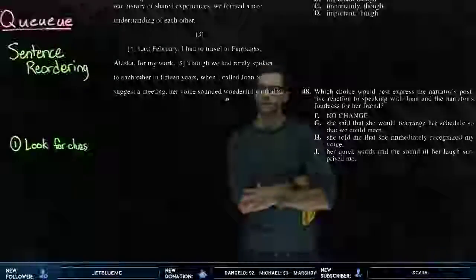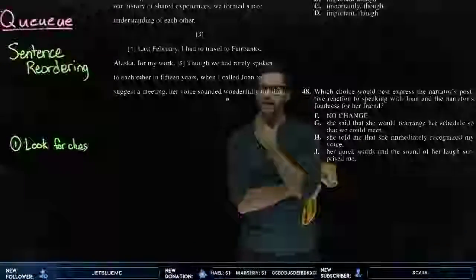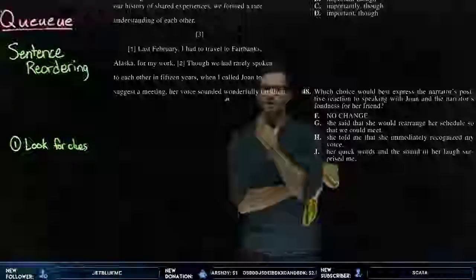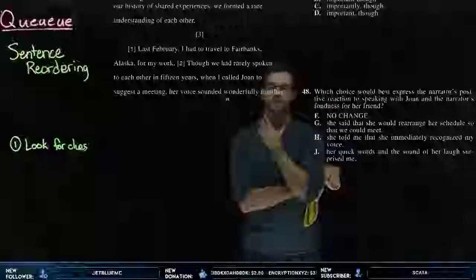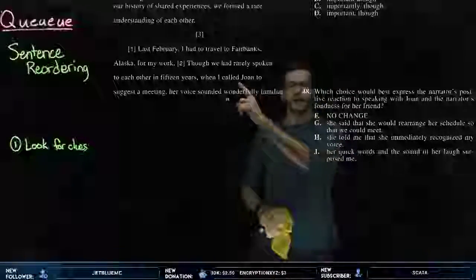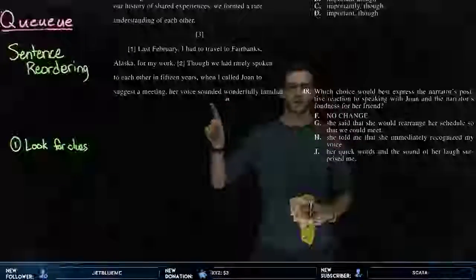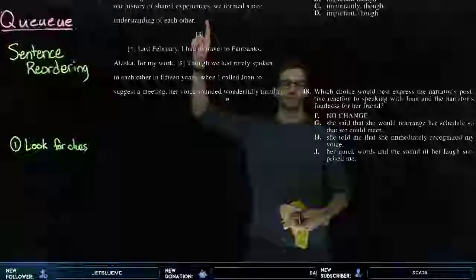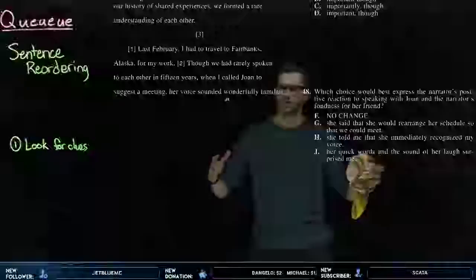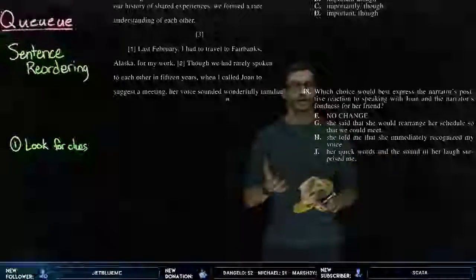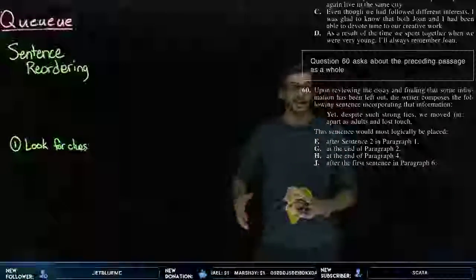Okay, and then I want to see how this next paragraph starts. So, last February, I had to travel to Fairbanks, Alaska for my work. That seems a little weird. Though we had rarely spoken to each other for 15 years, when I called Joanne, whatever. Can't do that. Okay, so now we have something else, and I think another one of the questions for this passage is messing with the order of these three sentences in this paragraph, which is why this is confusing. But paragraph two was talking about being close as kids, and then paragraph three is talking about how they're far apart now and they've drifted. So I like that transition. It's a little weird because these sentences are out of order, I think. But let's go on to the next one. I like it. I'm just a little uncomfortable.